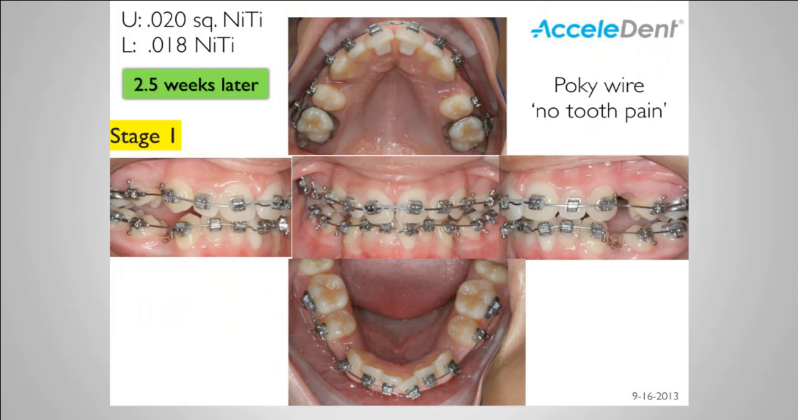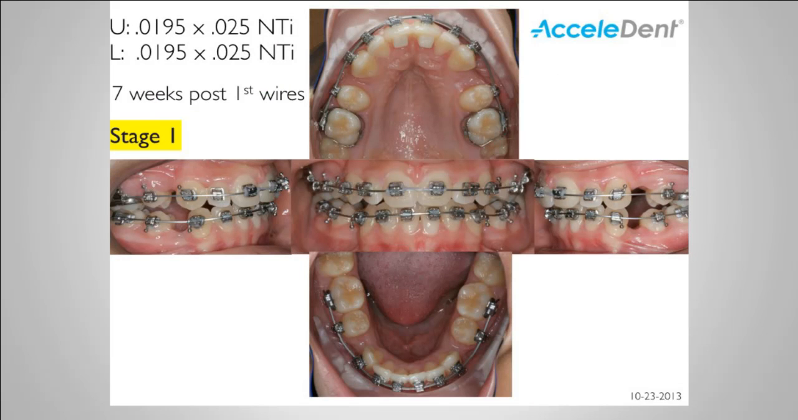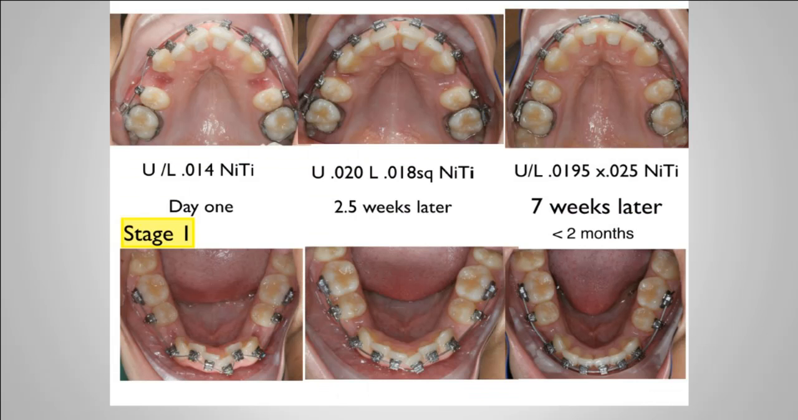Notice the crowding. 2.5 weeks later, she comes in the office for a pokey wire. No tooth pain. Notice the alignment. We upgraded the wires. 7 weeks into treatment, less than 2 months, we're in the 19 by 25 NiTis. Notice also how the lateral opened up. Very parallel occlusal planes.